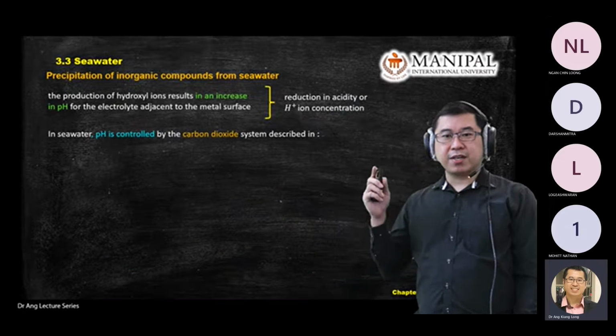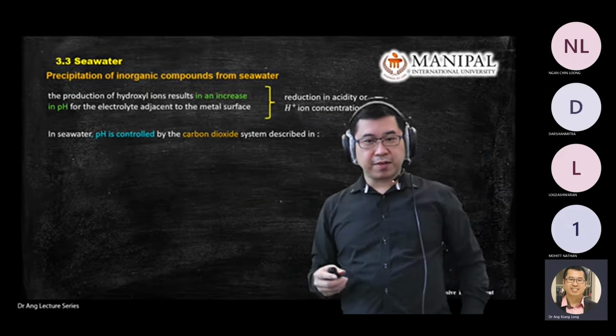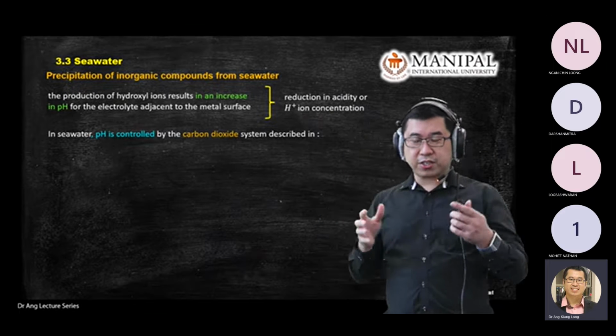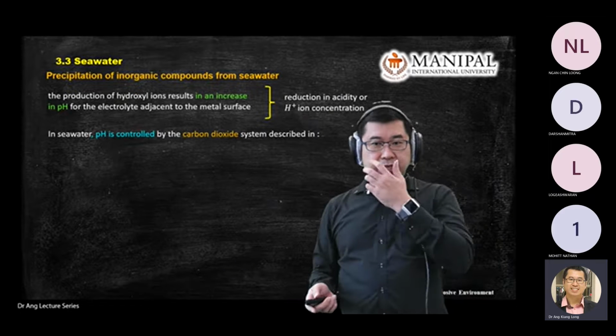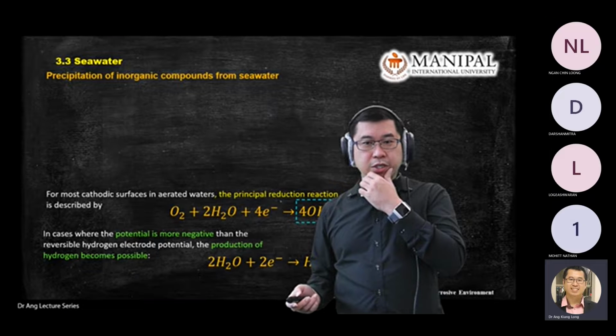As you can see, the pH in the seawater, in the ocean chart that I gave you just now, you can see that actually the acidic in the ocean chart.